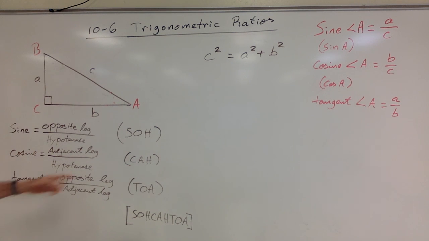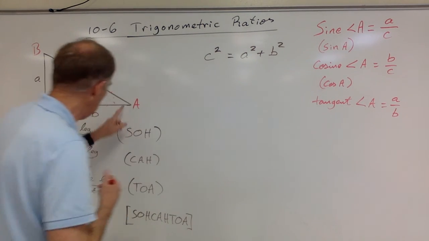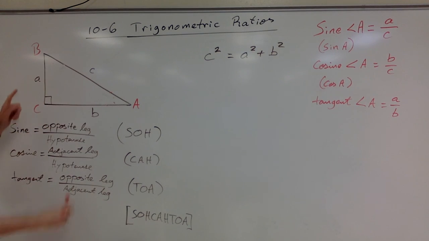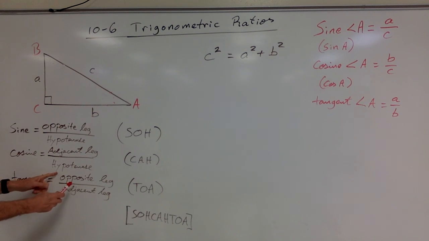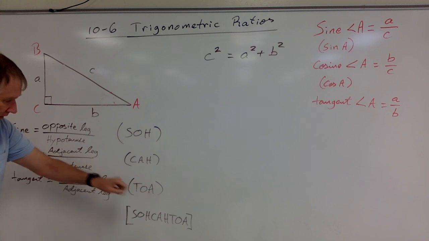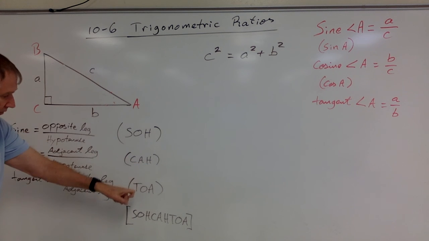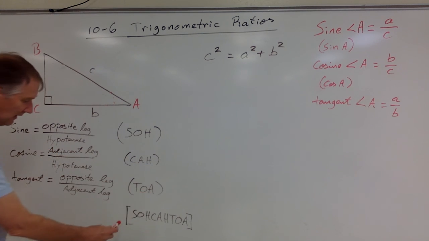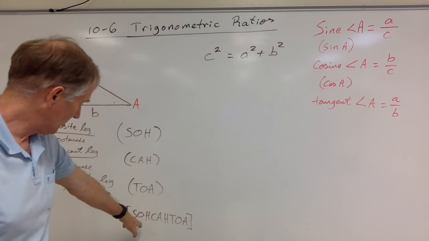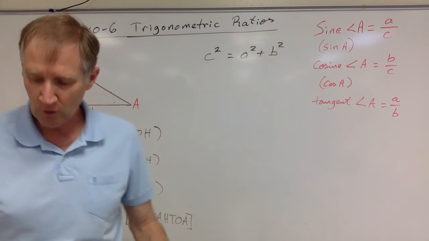And then the tangent of an angle is opposite over adjacent. For angle A, opposite leg over adjacent leg. All right, A over B in this case. TOA: tangent, opposite, adjacent. So sine is opposite over hypotenuse, cosine is adjacent over hypotenuse, tangent is opposite over adjacent. And you'll hear people talk about this as a way to remember it, SOHCAHTOA. Sine is opposite over hypotenuse, cosine is adjacent over hypotenuse, tangent is opposite over adjacent.